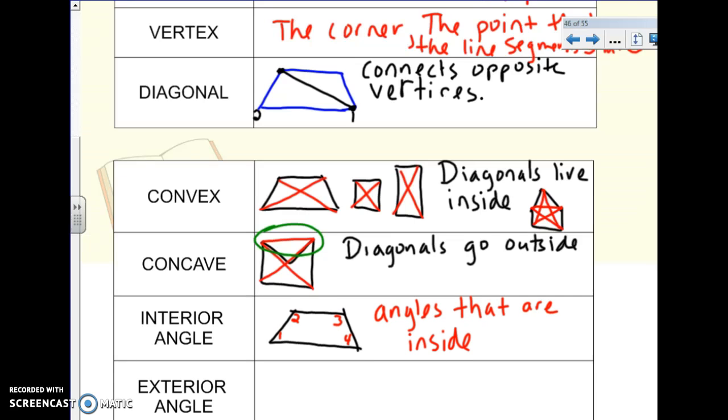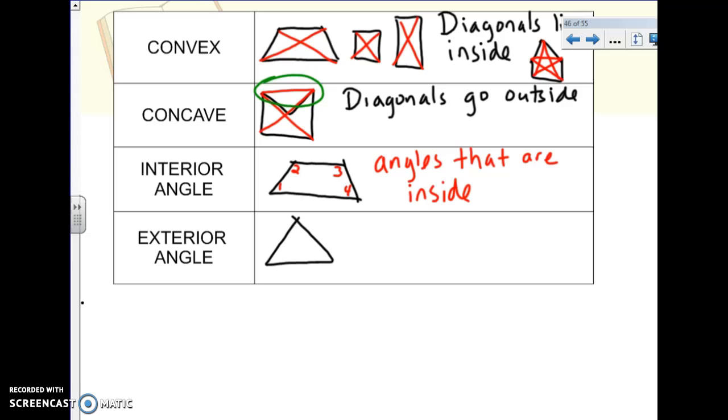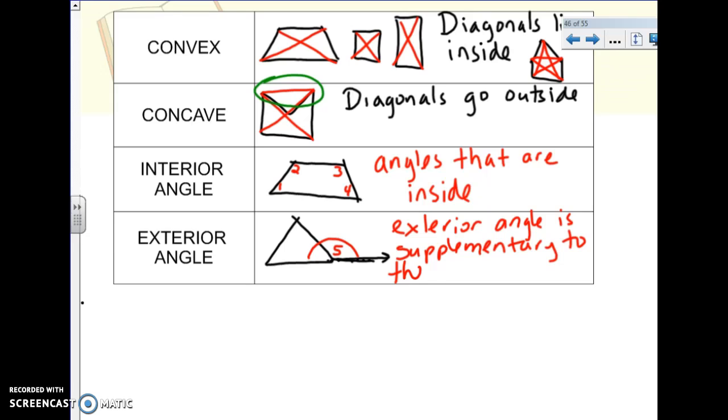And then, if we're talking about an exterior angle, for this one especially, I'm just going to draw a triangle. An exterior angle, you kind of have to draw out the side a little bit. You can turn it into a ray if you like. And then the exterior angle is the angle that is outside. So it is supplementary to that interior angle. And that's the relationship. The exterior angle makes a linear pair, if you like that word better. Supplementary to the interior angle.